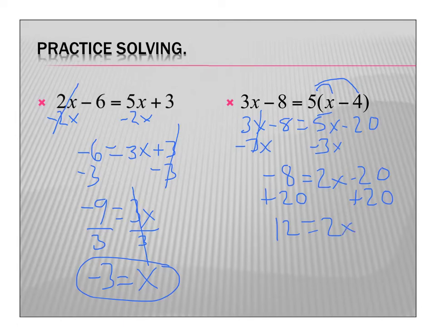And lastly, I want to undo that 2 multiplied to the x. So to undo 2 times x, I have to divide by 2. And I'm left with x equals 6. Hopefully this is all coming back to you. You should remember this from good old Algebra 1.